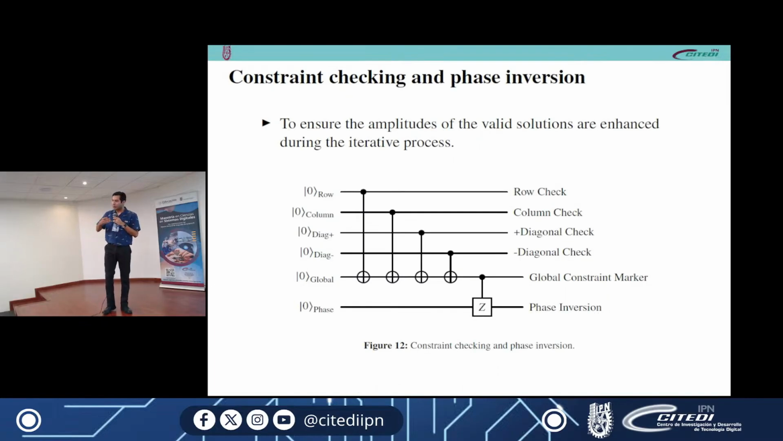Once we've considered all constraints, now we have to check them, right? So when a solution is valid, we have to fulfill the row check, the column check, and the 2 diagonal checks. And they're all added to another qubit that is used as a global constraint marker. And like we said during our explanation of the algorithm, we're going to invert the phase of this valid solution. So all valid solutions would have their phase inverted so that we can distinguish them from the others.